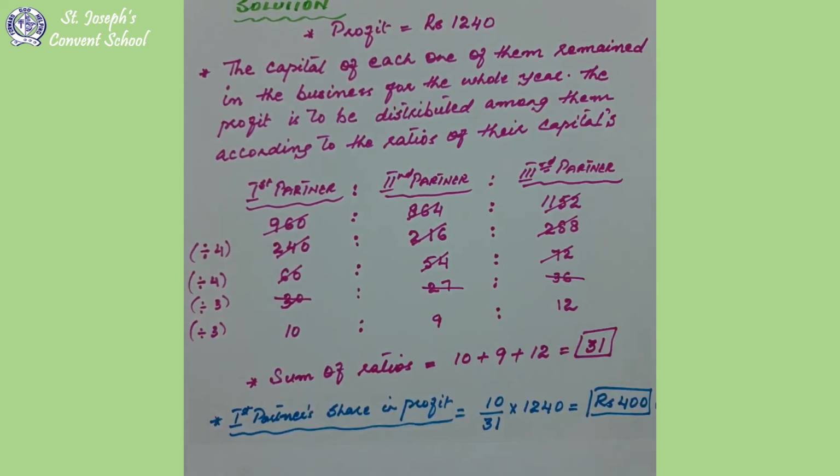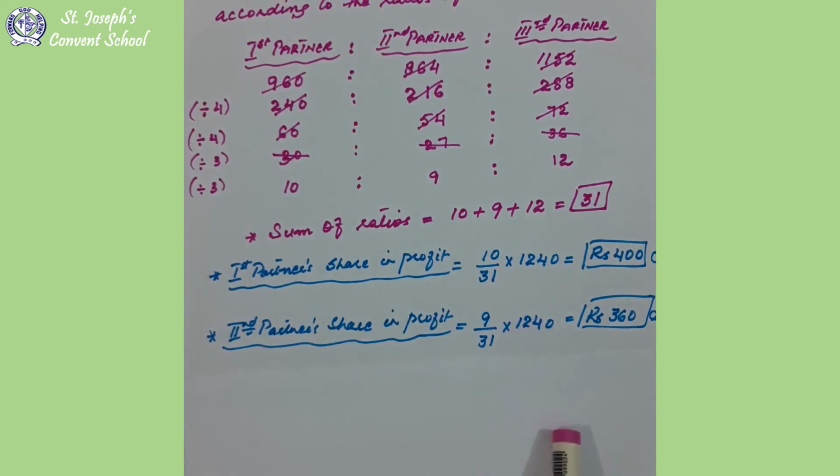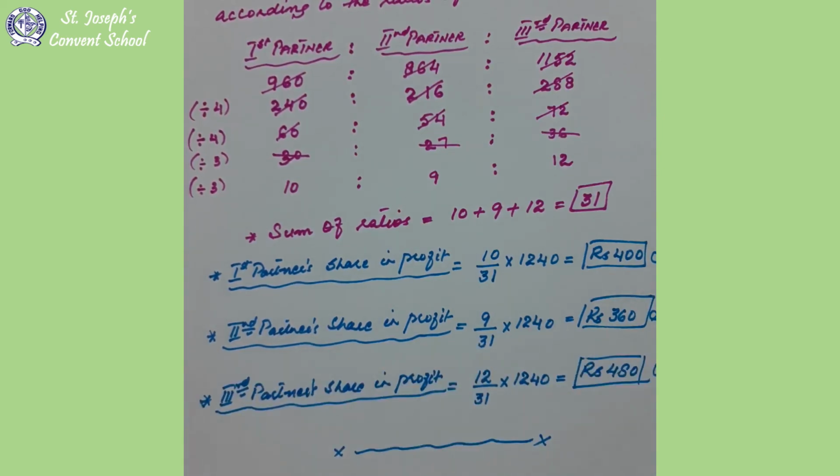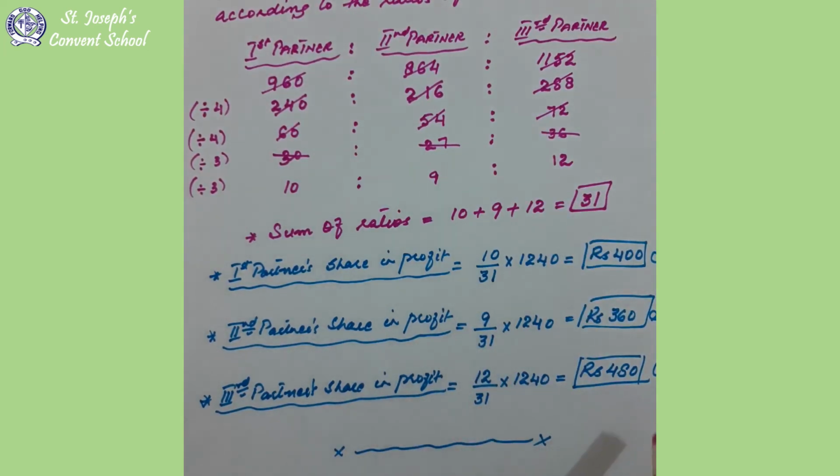So one by one. First partner's share: 10 divided by 31 into profit. So with calculator you'll calculate, 10 multiplied by 1240 divided by 31, you'll get answer 400. Then second partner's share: 9 divided by 31 into profit 1240 rupees. With calculator you can calculate 9 into 1240 divided by 31, rupees 360. Then the last one is third partner's share. Third is 12 divided by 31 multiplied by 1240. Answer will come rupees 480.